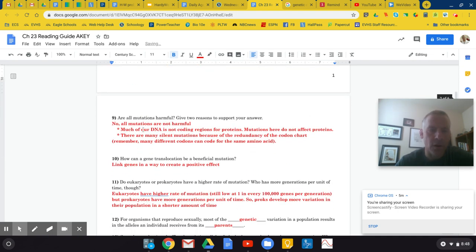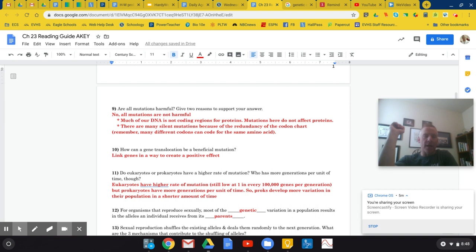Number 9, are all mutations harmful? Of course not, as I mentioned before. Much of our DNA is not even coding regions for proteins. It's all that in-between stuff. And so if there's a mutation in a non-coding region, it actually isn't going to affect a protein or the expression of that protein, and we move along like normal.